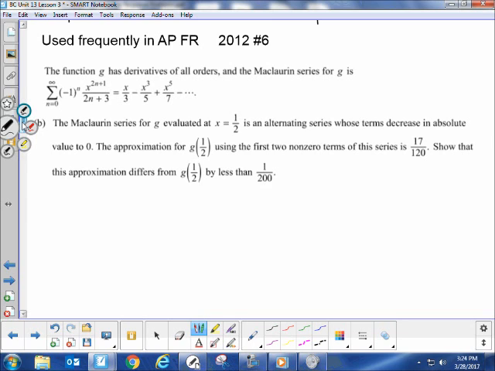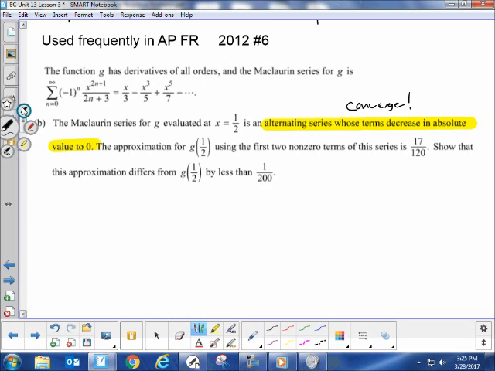It says the Maclaurin series for G evaluated at a half is an alternating series whose terms decrease in absolute value to 0. All this is saying right here is that it converges, right? This is the alternating series convergence test. As the terms decrease to 0, if you are alternating, then we converge. Fantastic. The approximation for G of 1/2 using the first two non-zero terms is 17/120. They do it for you. Show that this approximation differs from the actual value of G of 1/2 by less than 1/200.